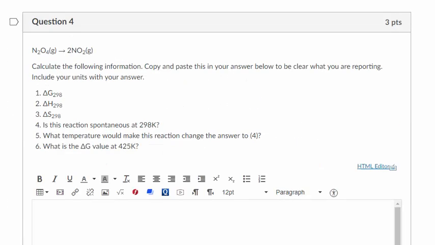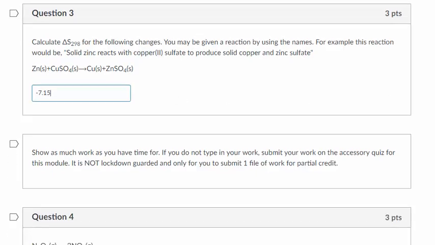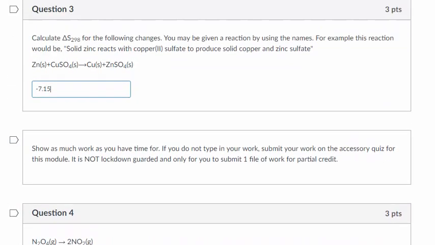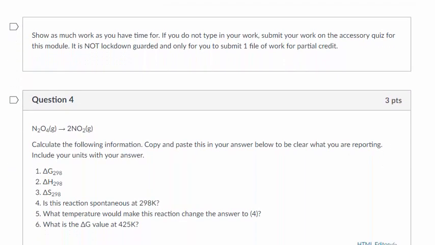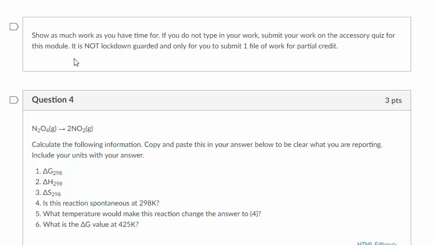Come back up here. When you have a box like this, I just want you to put the value, not the unit. You will usually be told to what place value to report your answer, but in this case, that's all we get is 7.15. Now, I do have these little reminders here. So show as much work as you have time for. If you don't type in your work, submit your work in the accessory quiz, and I'll show you where that accessory quiz is in a different video.